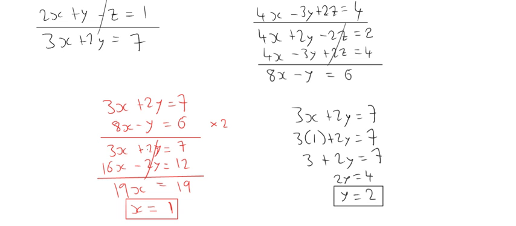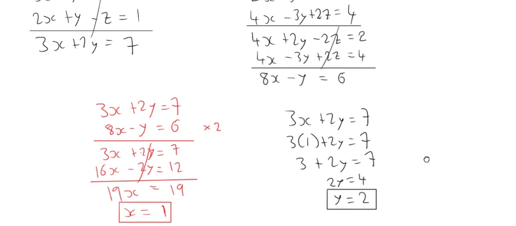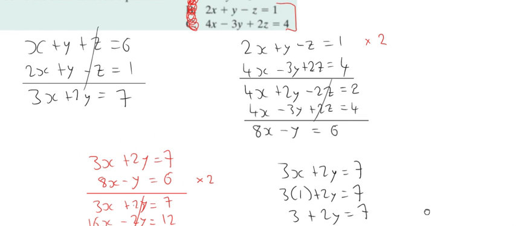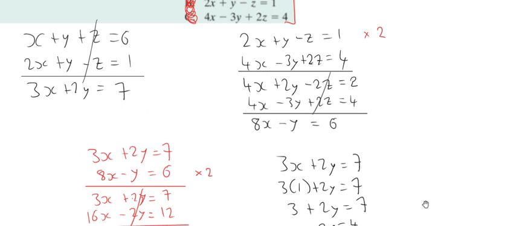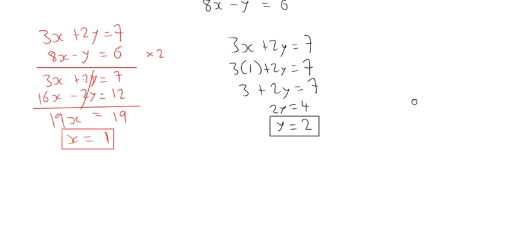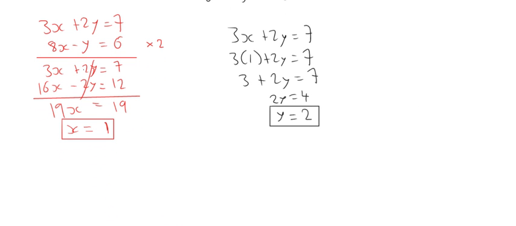Now I've got x and I've got y worked out, and all I need to do is figure out what z is. If you look here, then we need to take an equation that has x, y and z in it, and we can put in what x and y are. If you look at the first equation, the x plus y plus z is equal to 6, that's probably the easiest equation to sub back into. You can sub back into any of them though at the top.